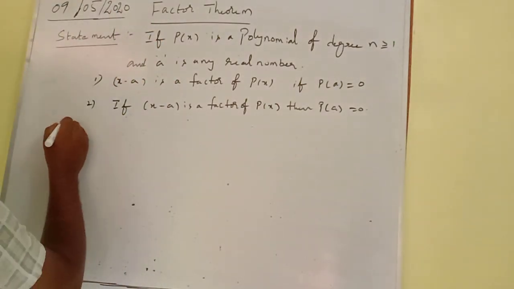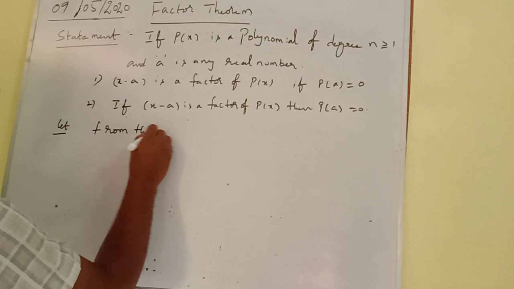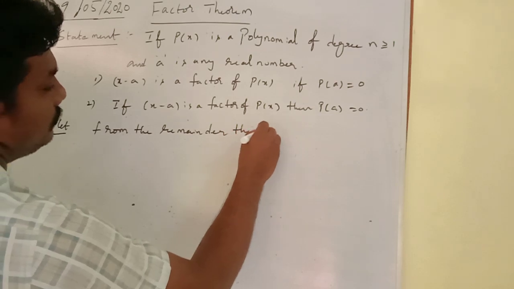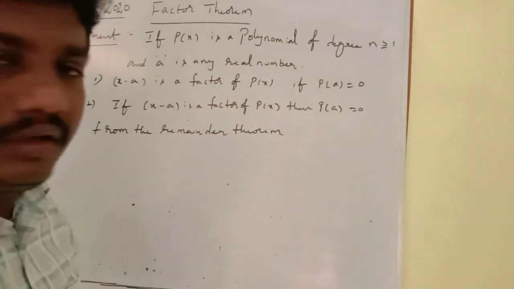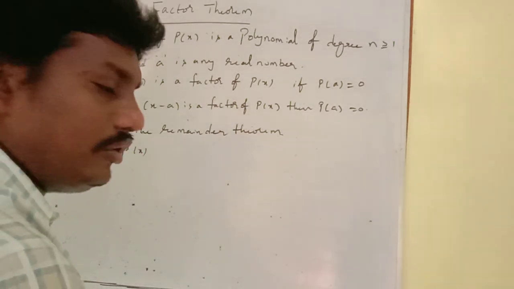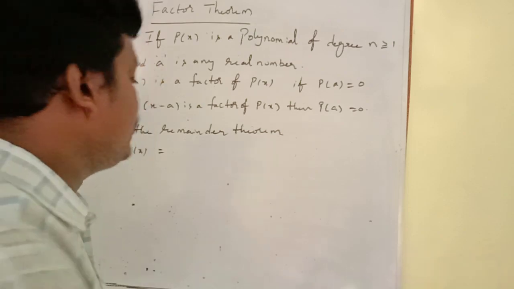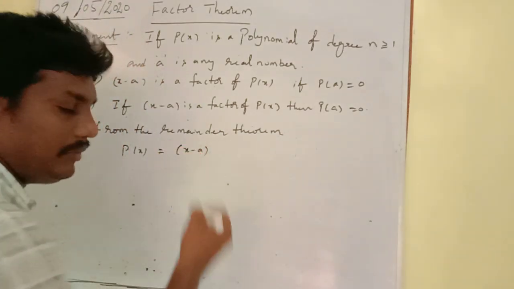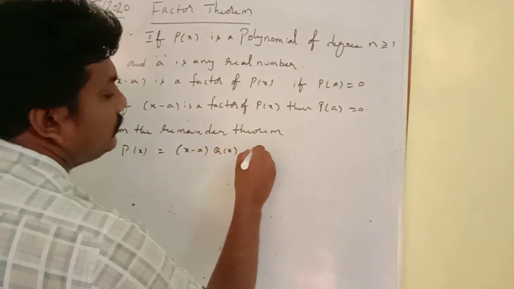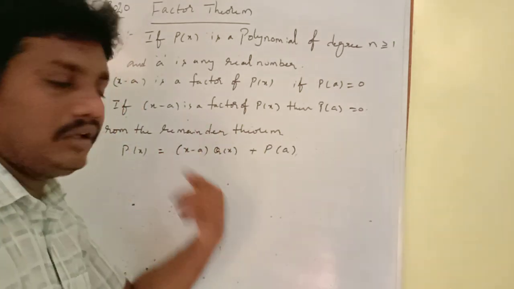Now, we use the remainder theorem. So what is the remainder theorem? It states that every polynomial of degree greater than or equal to 1, when divided by a linear polynomial x minus a, gives the remainder p of a. This is the remainder theorem statement.